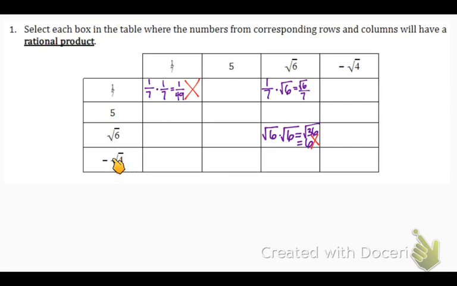The only other thing I'll say about this problem, make sure that you pay attention to the radical 4. Notice that radical 4 actually does simplify. It's a perfect square, so take that into consideration when you're multiplying it times all of these other numbers. All right, I will let you fill in the rest. Put check marks or X's in the boxes that are rational products and leave the ones blank if they are not rational products.